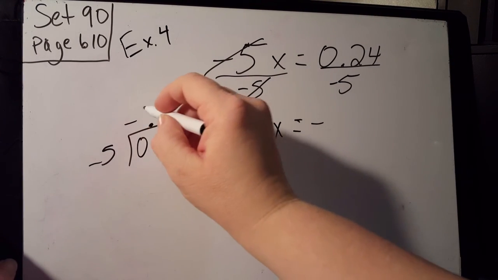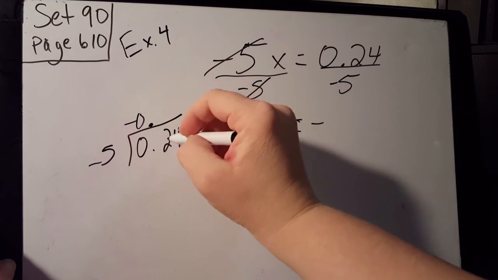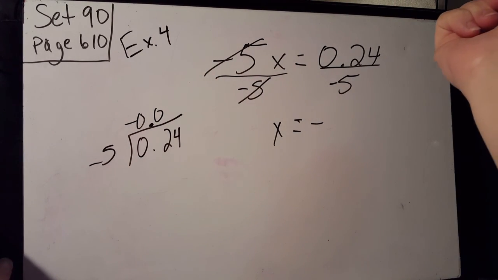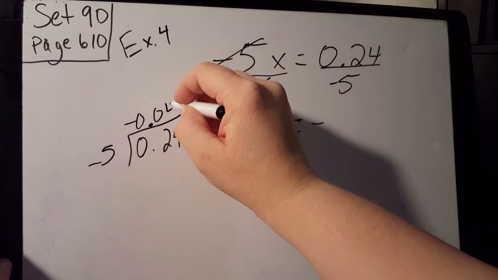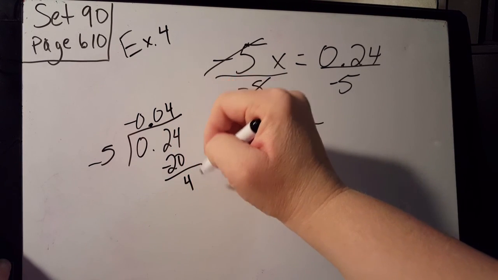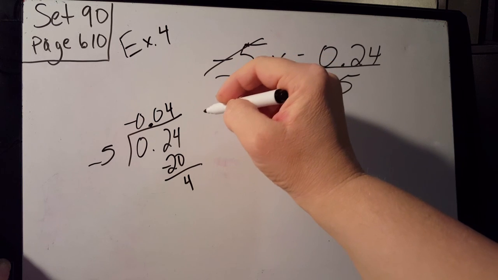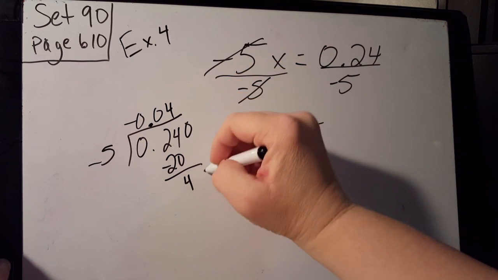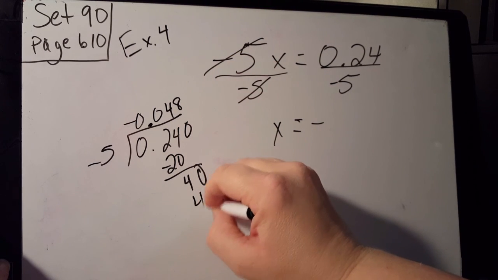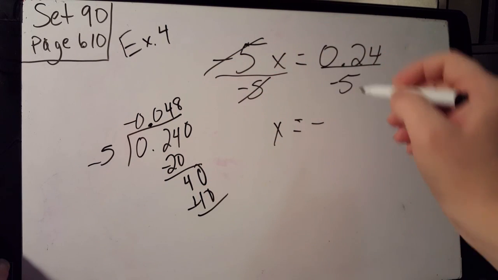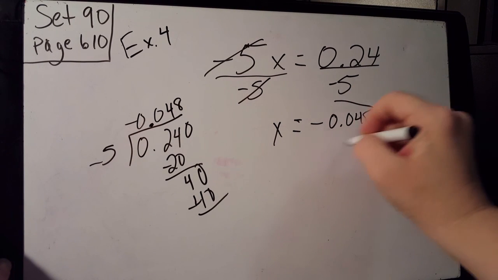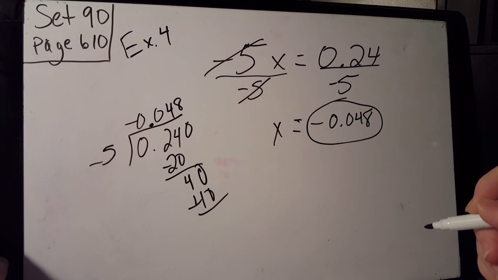So we know 5 goes into 0, 0 times. 5 goes into 2, 0 times. 5 can go into 24. That would be 4 times, and that would get you 20. We have 4 left over. We cannot do a fraction with a decimal. Don't even attempt that. Add another 0, bring it down, and we can say 5 into 40 would be 8 times. Now we have an even answer. And so then you just simply write it over here with your equation, and that is your answer, negative 0.048.